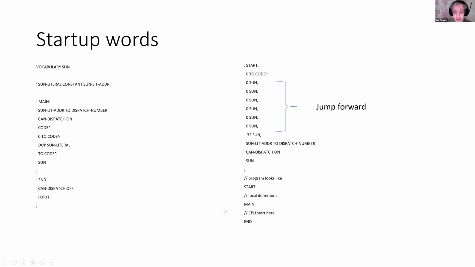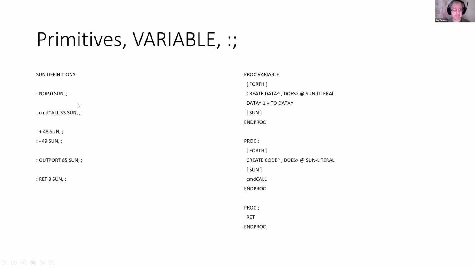And the end operation is very easy. It's turning dispatching numbers off and returning to the default vocabulary. So this is simple enough. Primitives are trivial. It's just to define our new words in a special vocabulary. This is not a complete list because I just want to show how it works.